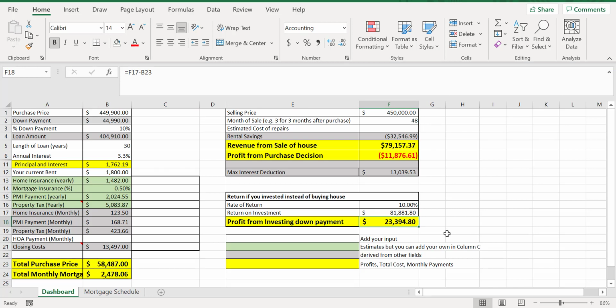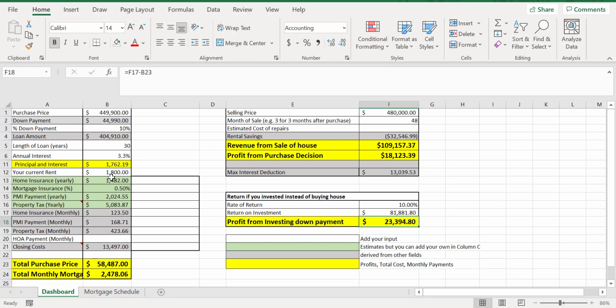Now, of course, the chances of the house staying at $450,000 are rare. If it just goes up by a little bit, if it just went up to 480,000, there you go. You've made money. It's a great decision. It beats the investment anytime, right? So this shows you why renting is usually not the best decision over buying.